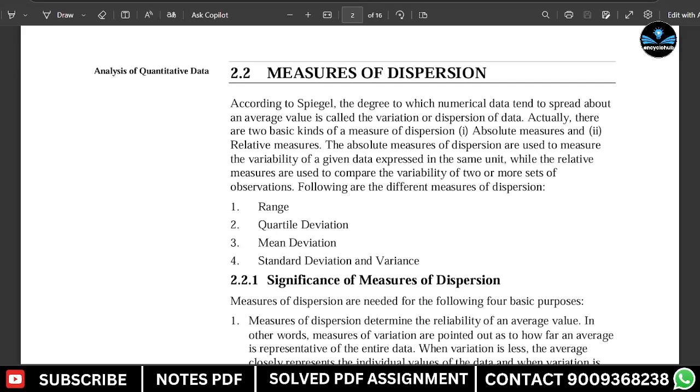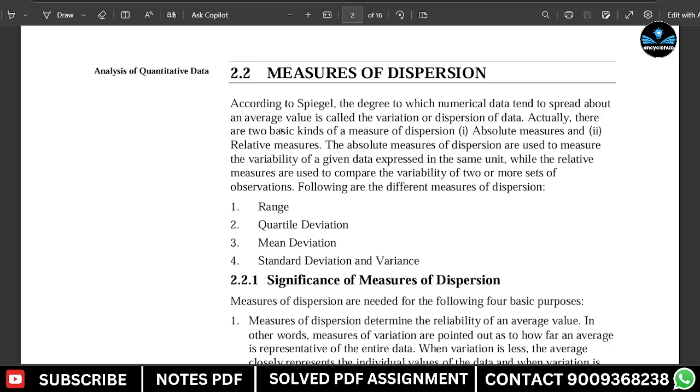Hi guys, in this video we are discussing measures of dispersion. According to this figure, the degree to which numerical data tend to spread above the average value is called the variation or dispersion of data.